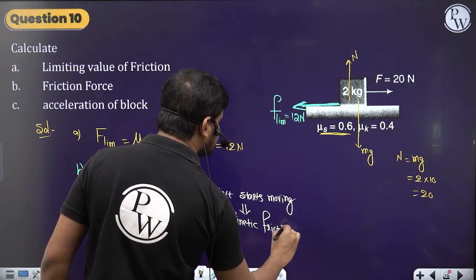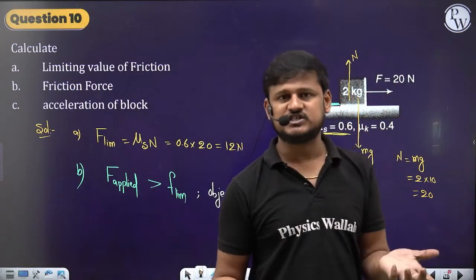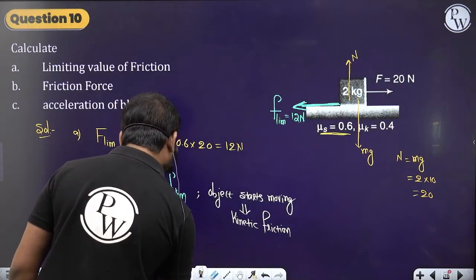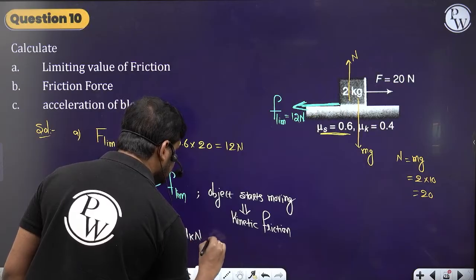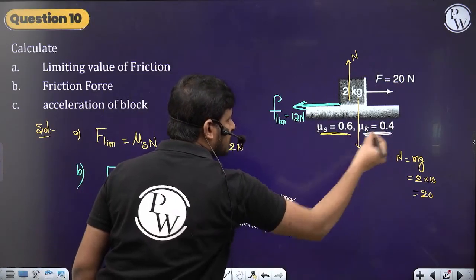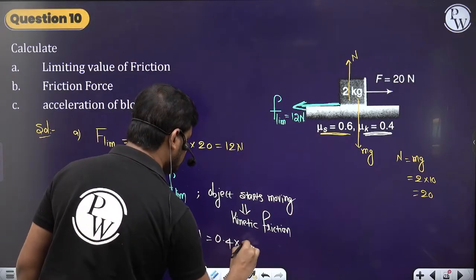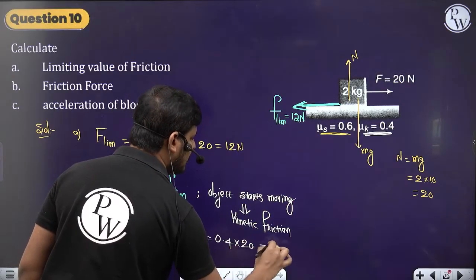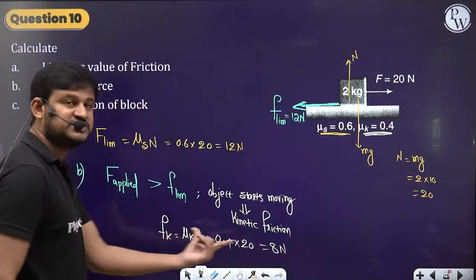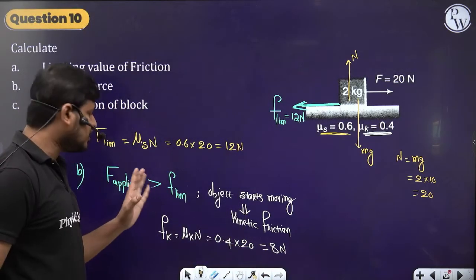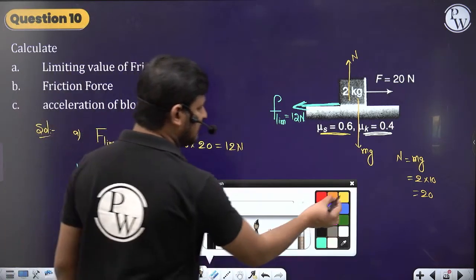Here the object is moving. Means which friction comes into the role? The kinetic friction. So what is the kinetic friction value? So Fk is equal to mu k into N. Take the mu k value 0.4. What is the normal reaction? 20. So this is going to be 8 newtons is the friction force. What friction is acting? The kinetic friction, because the applied force is more than the limiting force. So that's why the kinetic friction comes into the role.